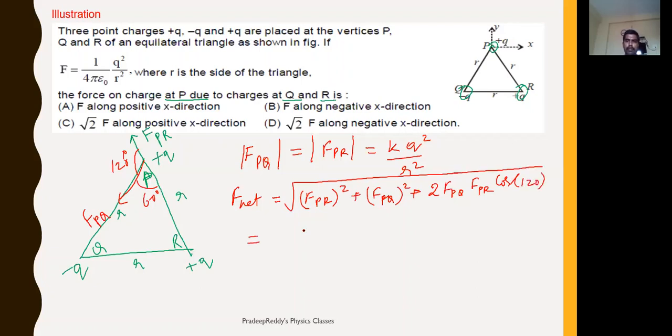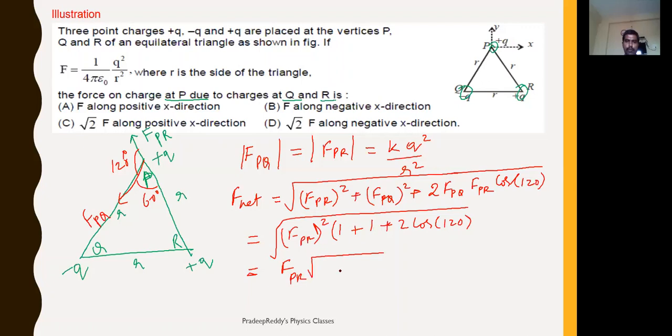This is equal to FPR whole square into 1 plus 1 plus 2 cos 120, under root. This gives you FPR whole square. You can bring it out, that is FPR into under root 1 plus 1 is 2, 2 plus 2 into cos 120, which is equal to minus 1 by 2. And this gets cancelled. 2 minus 1 is equal to 1. This is equal to FPR, which is equal to K Q square divided by R square. This is nothing but F as it is given in the problem. So F is equal to 1 by 4 pi epsilon naught Q square by R square.